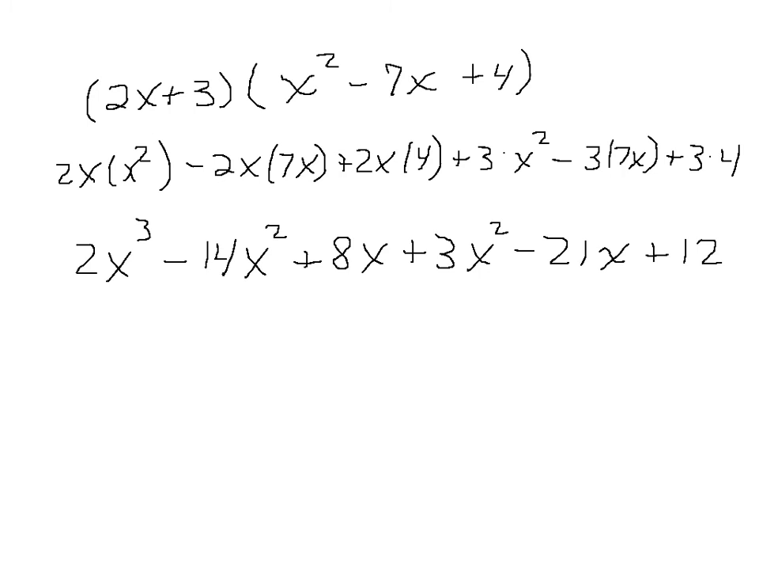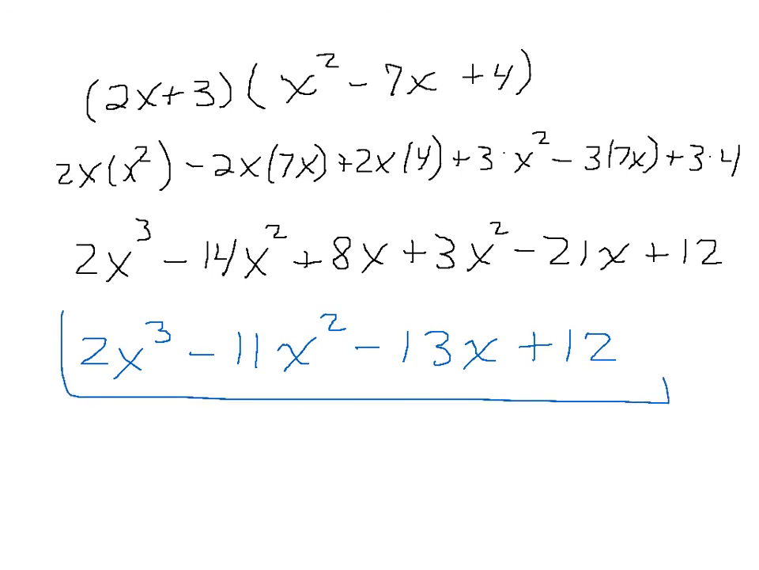Hopefully you said that you got to combine like terms. And so if I combine my like terms, when I look here, there's a 2x cubed and there aren't any other x cubed terms. So that stands alone. And then I look and I say, okay, here's an x squared and here's an x squared. So if I combine them, I have minus 11x squared. Look at the x terms. That's a minus 13x. And the plus 12 is the only constant. And so there you are.